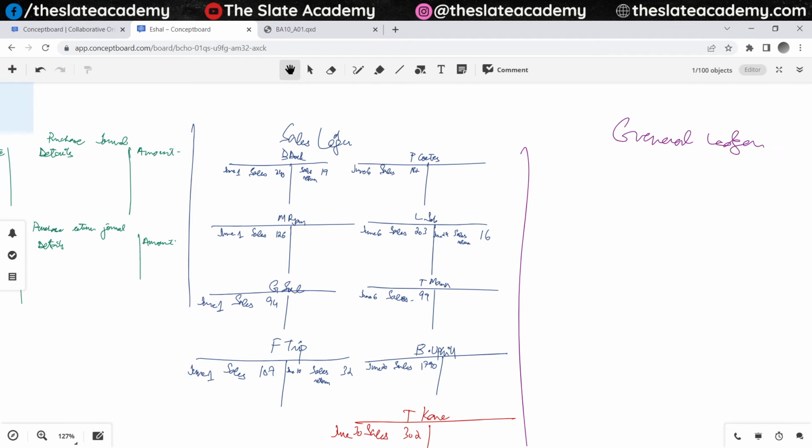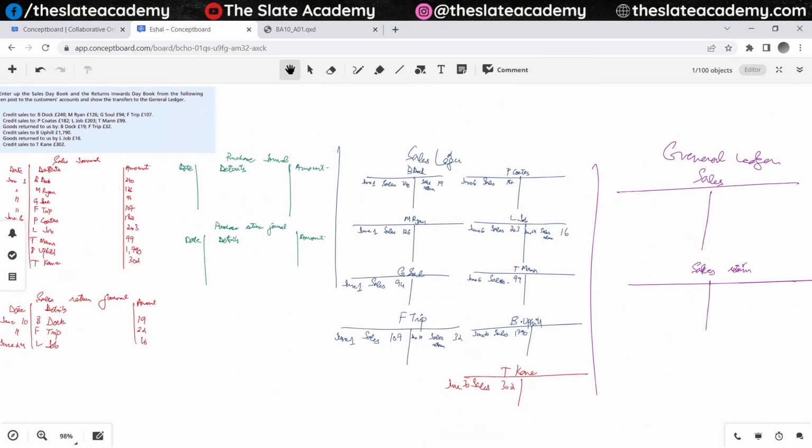And in this general ledger, I'll have two T accounts called sales, and the other would be sales return or return inwards. Sales return, whichever term you use, use it consistently. Acha ji, what amounts would get noted in these two T accounts?